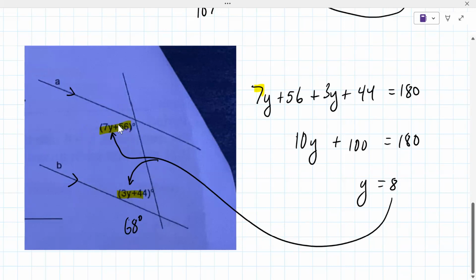Let's go with just multiplying and adding. 7 times 8 plus 56 is 56 plus 56, which is 112. Yes, there we go. That's what I had. Excellent. All right, let's take a look at another one here.